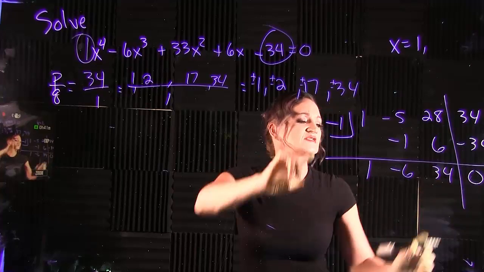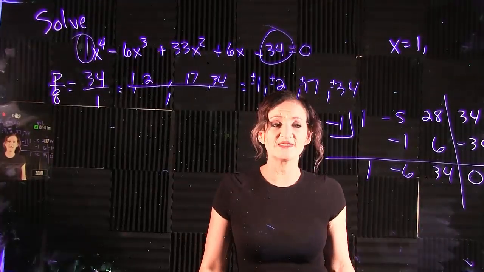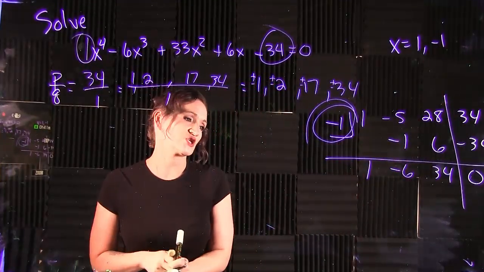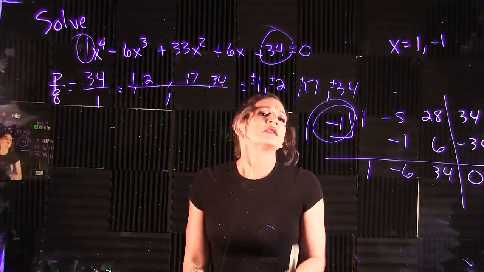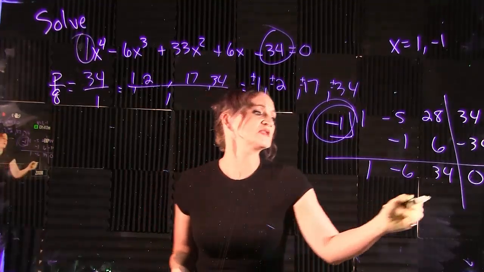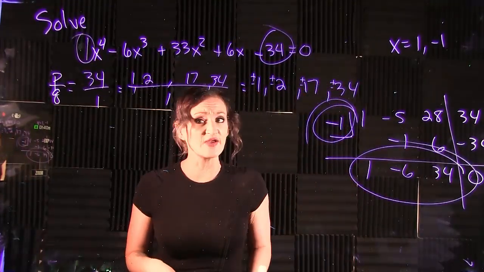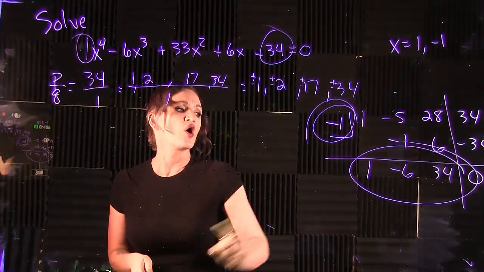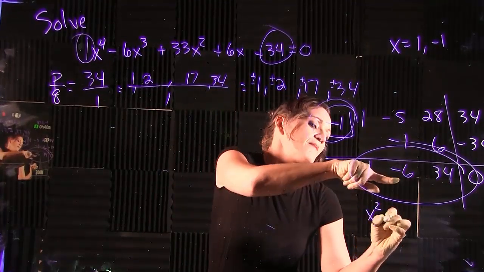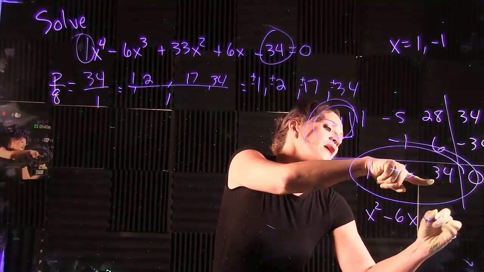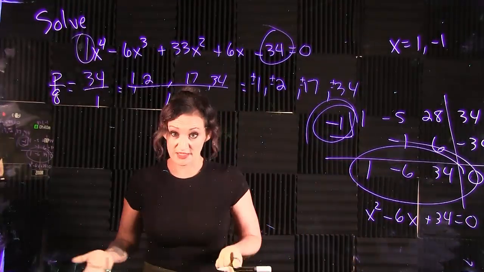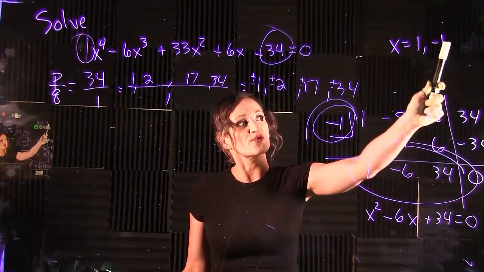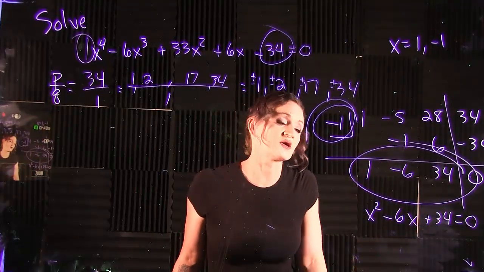And we can see here when we add, we do get a 0. That tells us negative 1 is also a solution here. Now that we've done synthetic division twice, that means this remaining equation that we have here is a quadratic, which means our quadratic equation here, 1x squared minus 6x plus 34 is equal to 0. This is the quadratic equation that we need to solve, which is going to give us our third and our fourth solutions here. Check to see if it factors.